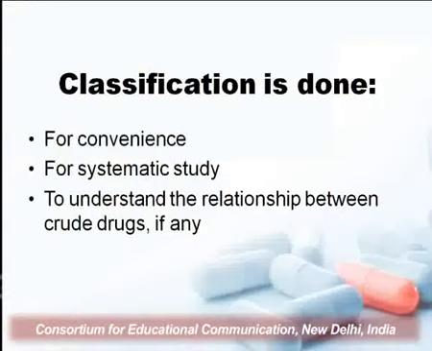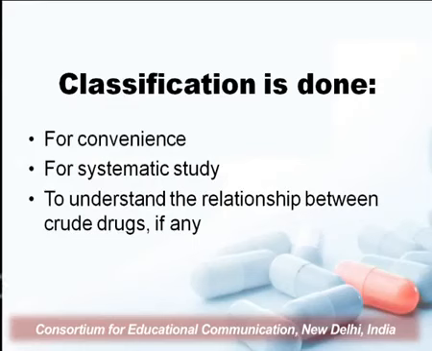Classification is also done for systematic study. Suppose you want to study a particular crude drug and gain knowledge about it from the literature. If all the drugs are arranged randomly in the literature or in a textbook, it becomes very difficult to locate that particular drug to get the knowledge. So classification makes it easier to locate a particular drug, and also eases the systematic study of that drug.